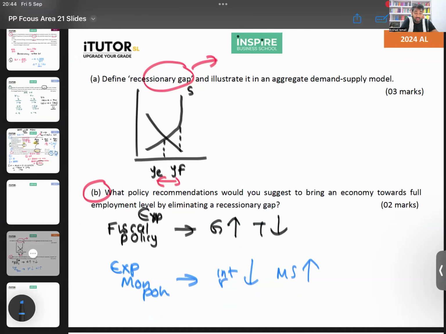No, this is not involuntary inventory shortage. Involuntary inventory shortage is this equilibrium. This is you are at equilibrium, but you are at equilibrium below full employment. Okay. Right. So that is it with the unit 6 past papers.